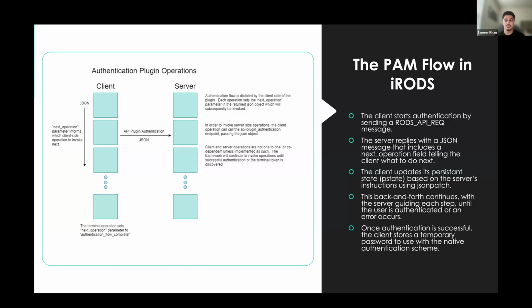The client then updates its persistent state or P state, which essentially holds any important information needed for the entire authentication flow. So this could include like the user's username. Once the client updates the P state and does what it needs to do, it then does the same thing as the server and sends a packet with a next operation field telling the server what to do next. And this sort of back and forth continues with the server guiding each step until the user is authenticated or some sort of error occurs.